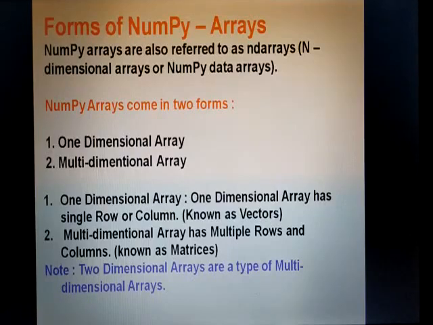You can represent it either row wise or column wise. We will discuss later. Now the second one is multidimensional array. A multidimensional array has multiple rows and columns, just like a matrix. It gets difficult to draw arrays with more than three dimensions, but NumPy allows you to have as many dimensions as you want. Multidimensional array means two-dimensional array, three-dimensional array, and many more.